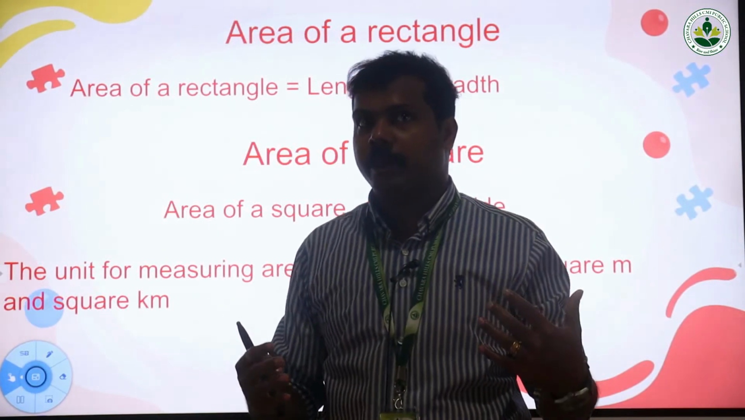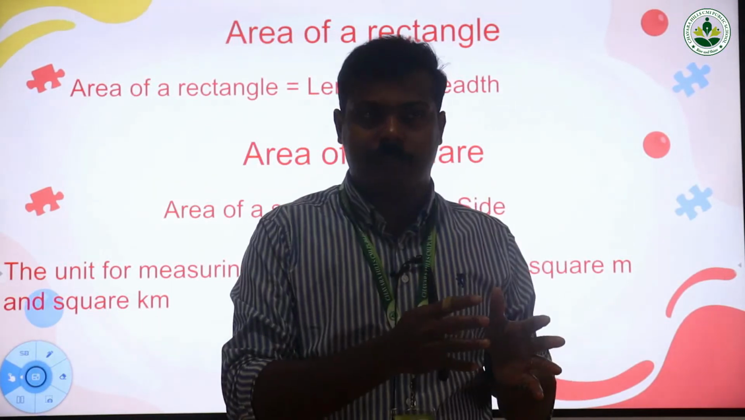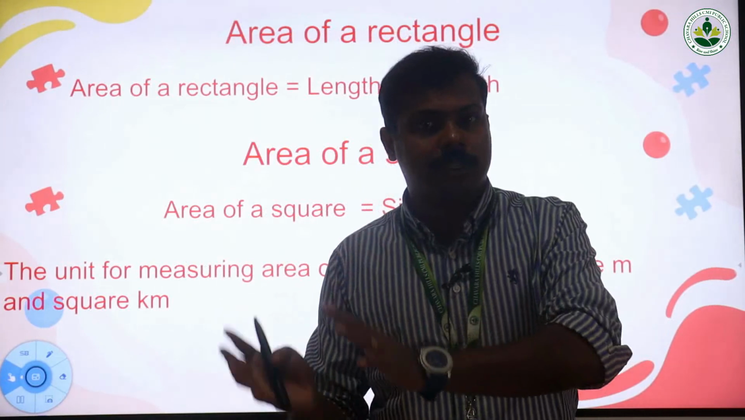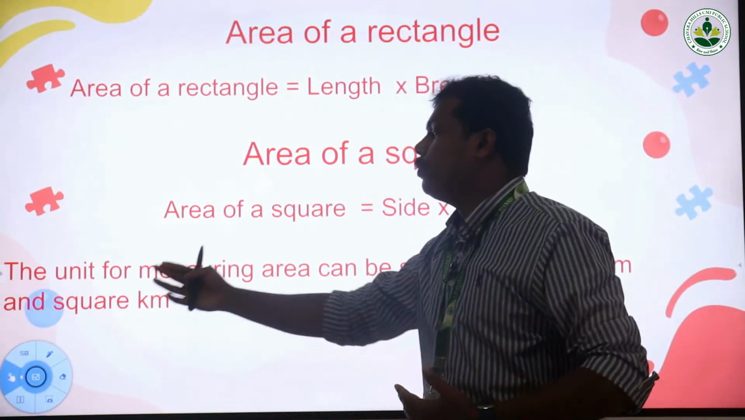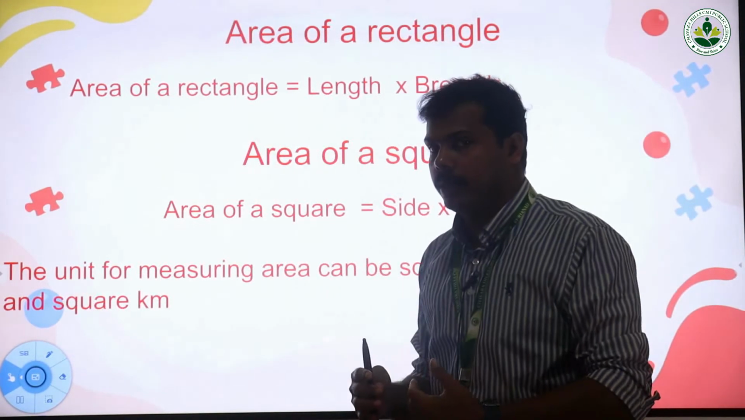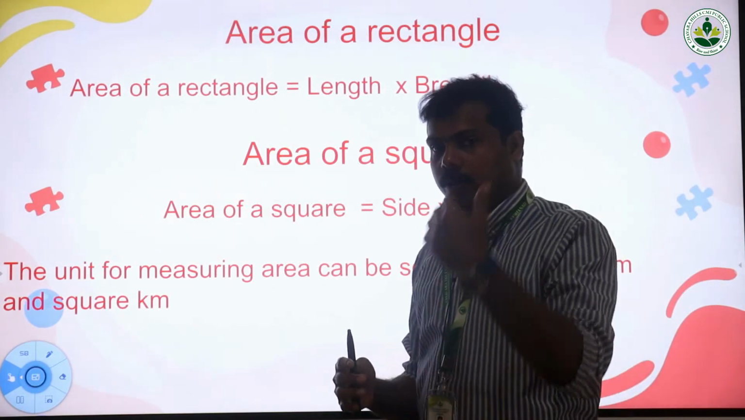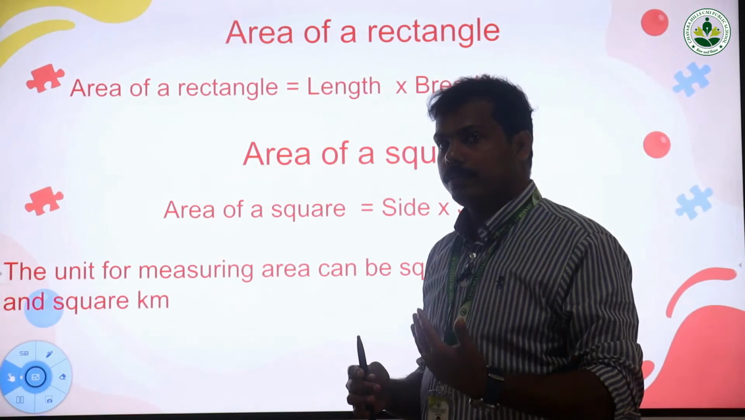For finding the perimeter, if the side is in centimeter, then the answer is in centimeter. But for finding the area, we use the word square: square centimeter, square kilometer or square meter.